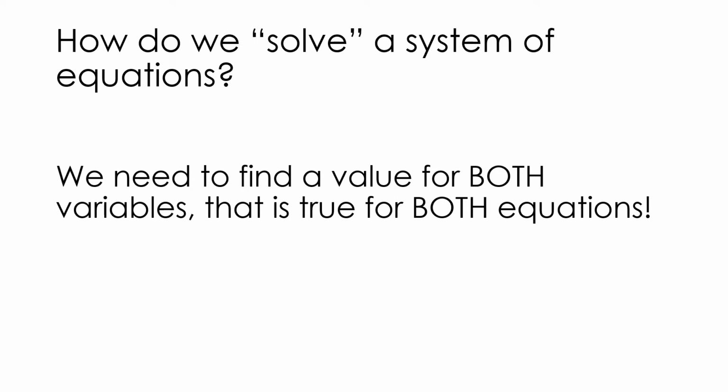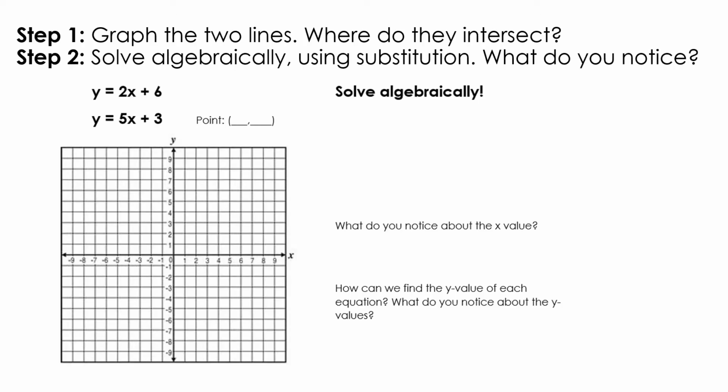So when I say we need to solve a system of equations, what does that mean? Like, what's our goal to solve a system of equations? Our goal is that we need to find a value for both variables, so for x and for y, that's true for both equations. Now that sounds a little bit abstract, so let me show you what I mean in the next example. So we have two equations right here. These two equations, these are a system, right? That's a system of equations. It's just those two equations right there.